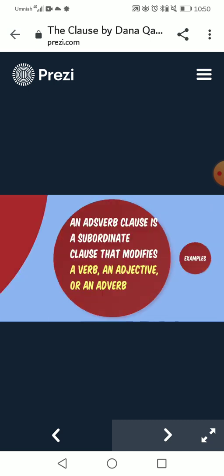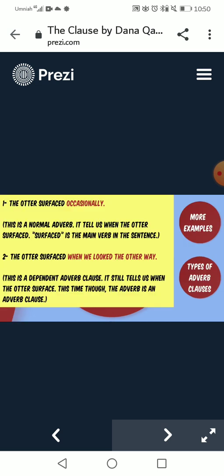Now, the adverb clause. An adverb clause is a subordinate clause that modifies a verb, an adjective, or an adverb, like any other adverb, but as a clause. The first example we have, "The otter surfaced occasionally." Now, this is a normal adverb. "Occasionally" is a normal adverb describing the word "surfaced," which is the verb in the sentence.